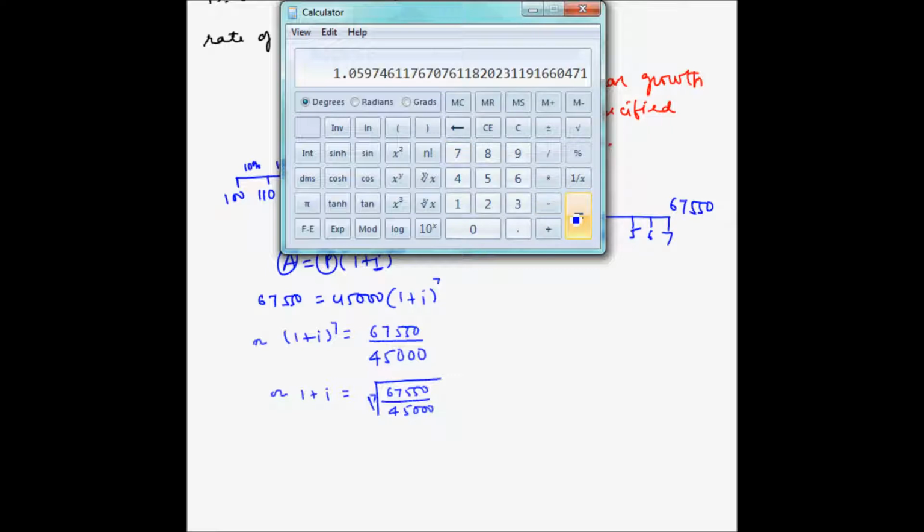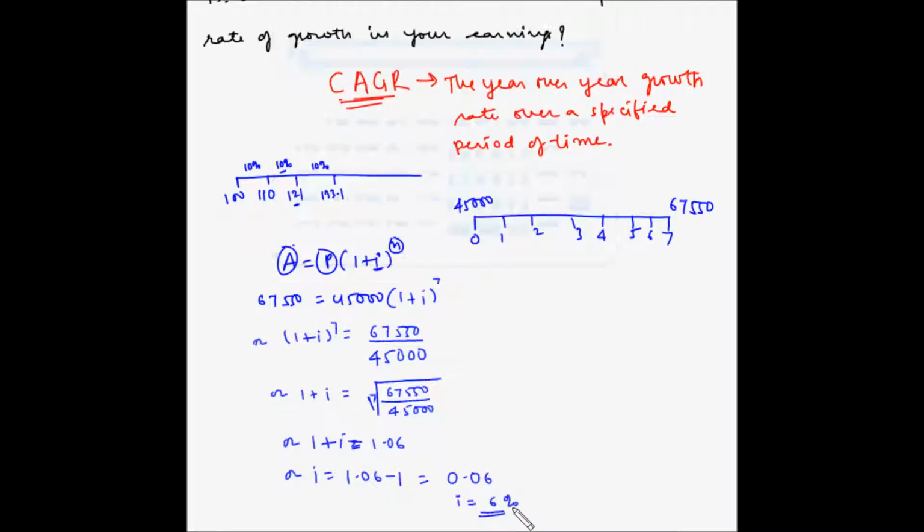So that gives 1.0597, or we can say 1.06. So we'll round this off. So 1 plus i is equal to 1.06, or i is equal to 1.06 minus 1, which is equal to 0.06. So basically the rate of interest is equal to 6%. So the earning has grown at a compound annual growth rate of 6%.